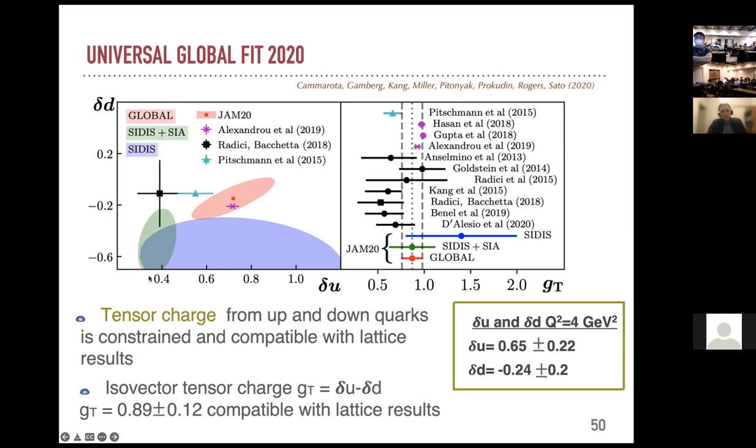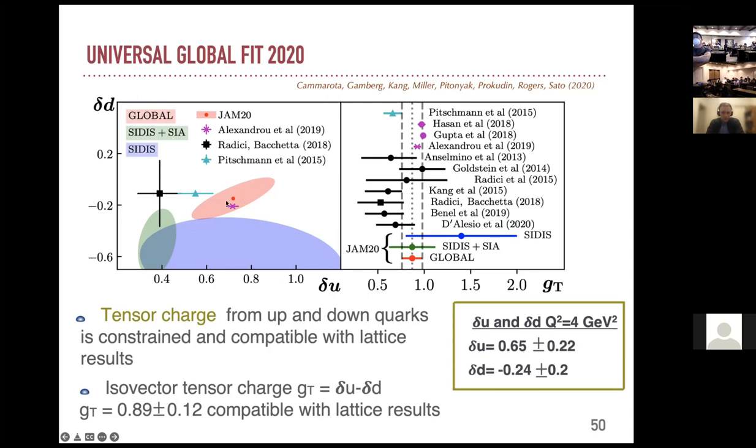Now if we were to fit only SIDIS data, we would have a lot of uncertainty. So that's the blue blob here. If we added e+e- data, now we would shrink, of course, our uncertainty, and that's the green blob here. And then after adding proton-proton, we are moving into this red blob here. In this red blob, there is also the computation from Alexandrou et al. in 2019 of the tensor charge contributions from lattice.